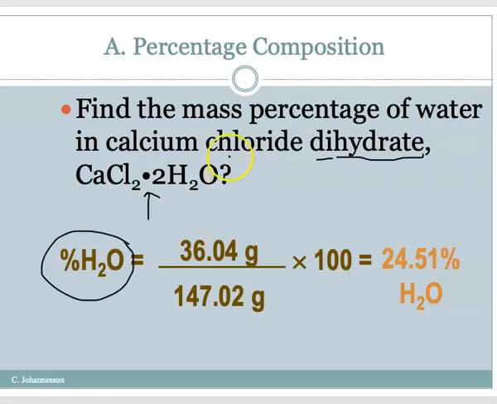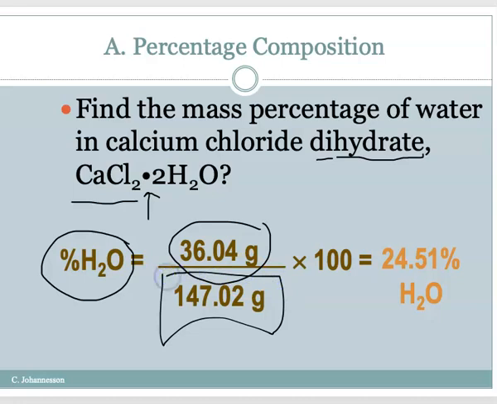first you have to determine the mass of water and multiply that by 2. That turns out to be 36.04 grams. And the mass of the whole thing, which is the mass of calcium chloride plus the mass of those 2 waters, turns out to be 147.02 grams. The percent composition calculation is exactly as before. The part divided by the whole times 100 means that your calcium chloride dihydrate is 24.51% water, or just about a quarter of the compound is water by mass.